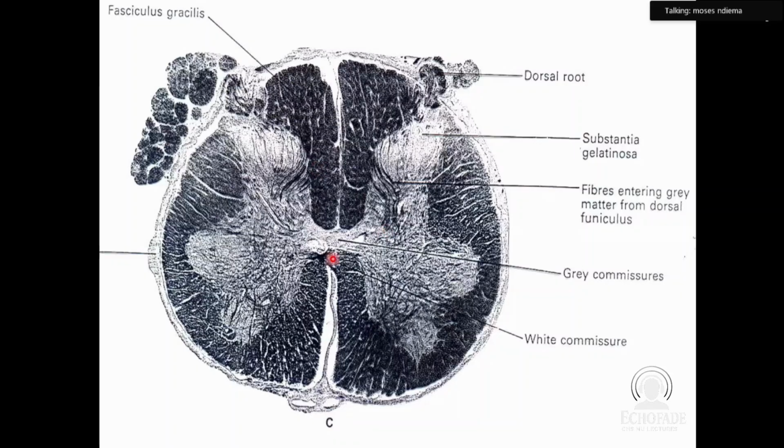Now, a commissure is a connection. So here we have the gray matter connecting the right and left. So that's a gray commissure. Here we have white matter connecting right and left. So these are white commissures. Note the anterior spinal artery, and then on the posterior, we also have spinal arteries. Substantia gelatinosa, this is where we have these axons with a lot of dendrites, that's why we talk about dendritic trees.